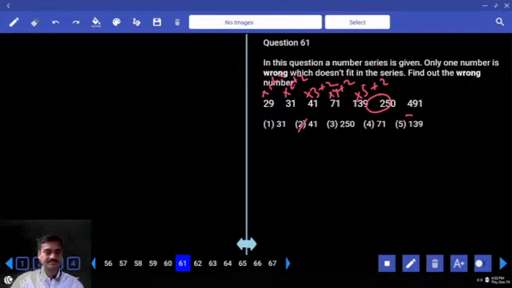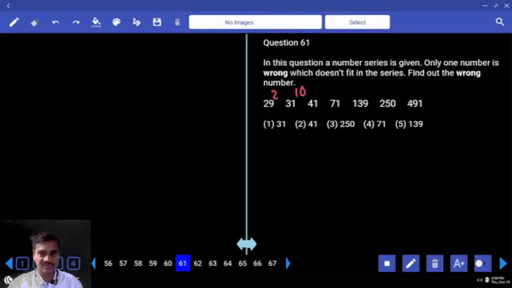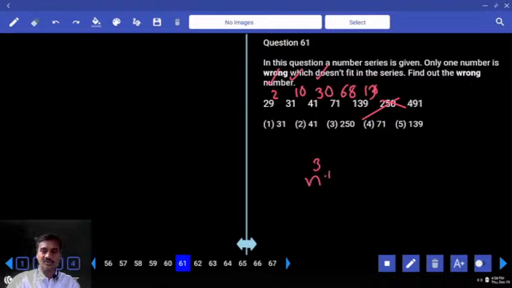Then 61. Now 61. The difference is 2. 31. The difference is 10. Now here the difference is 30. Now 2, 10, 30 can be written as 1 cube plus 1, 2 cube plus 2, 3 cube plus 3, 4 cube plus 4, how much? 68. Then 5 cube plus 5, 130. The last digit must be 9. Hence this is the wrong one. The differences can be written as n cube plus n. Then what is your answer here? 250, choice 3, question number 61.